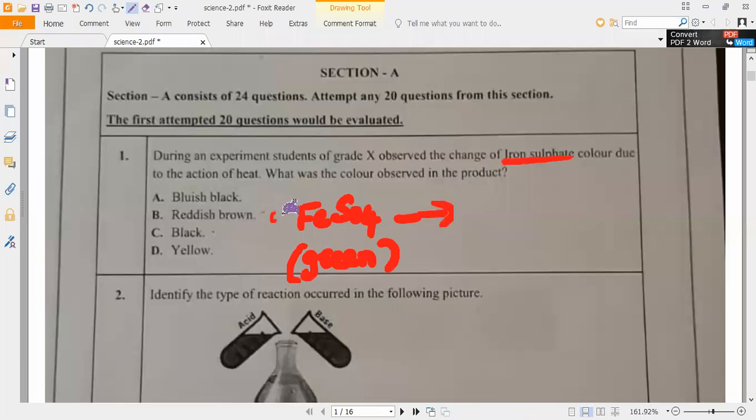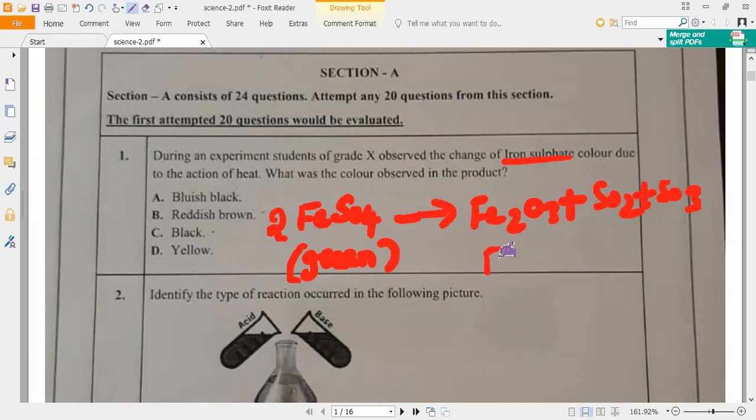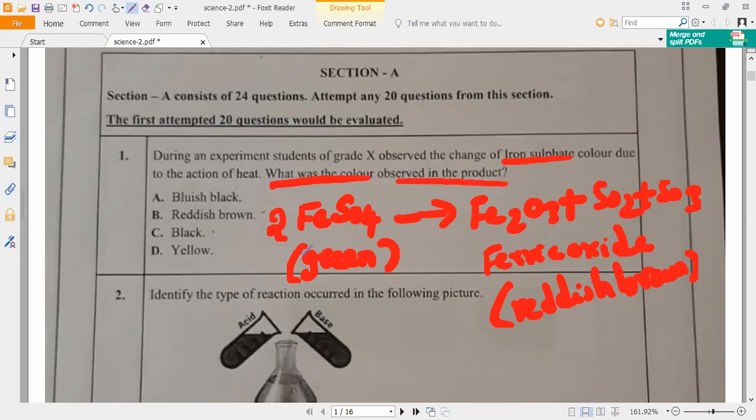So 2 FeSO4 will give you Fe2O3, iron oxide, correct? Ferric oxide plus SO2 gas plus SO3 gas. Now here we get a reddish brown colored substance. What should we call it, guys? Ferric oxide. So what is the color of this one? Reddish brown. What color can they observe in the product? Reddish brown. Is it yes or no?